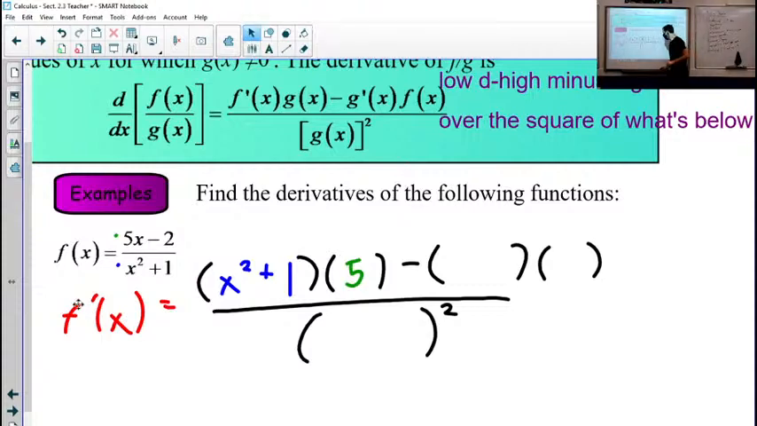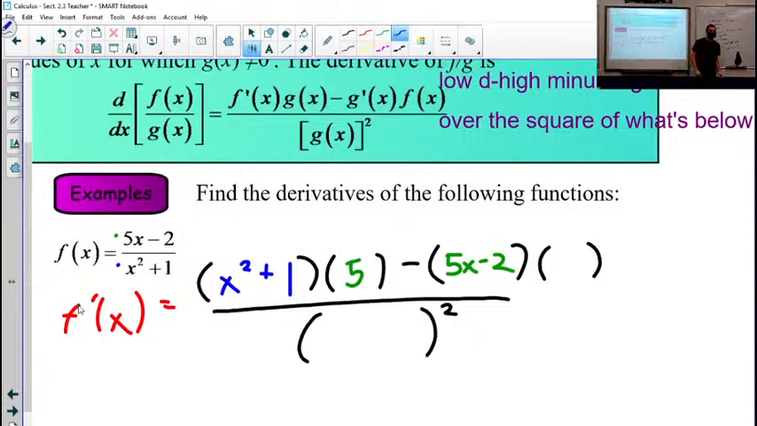Minus high, the top function, I'm just going to write 5x minus 2. D low, derivative of x squared plus 1. Well, derivative of x squared is just 2x, plus derivative of 1 is 0. Over the square of what's below. So that bottom function is squared.